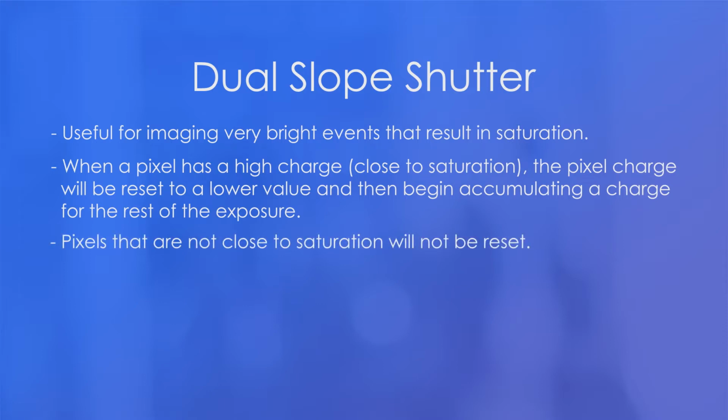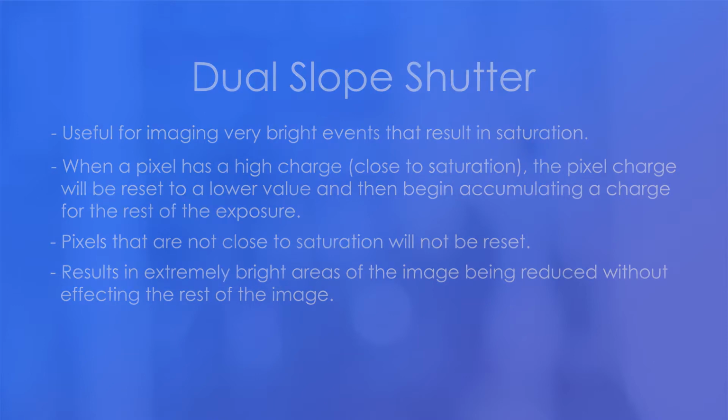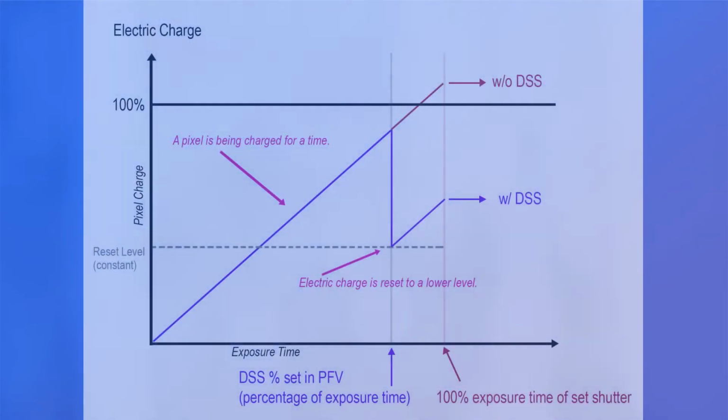Pixels that are not close to saturation will not be reset, and using this tool effectively results in extremely bright areas of the image being reduced without affecting the rest of the image. Let's take a look at this graph for a better idea of how the tool works.